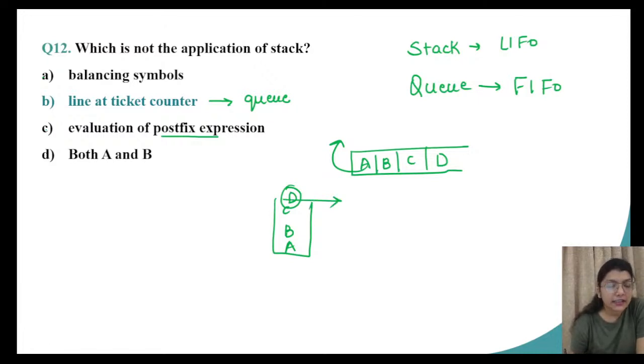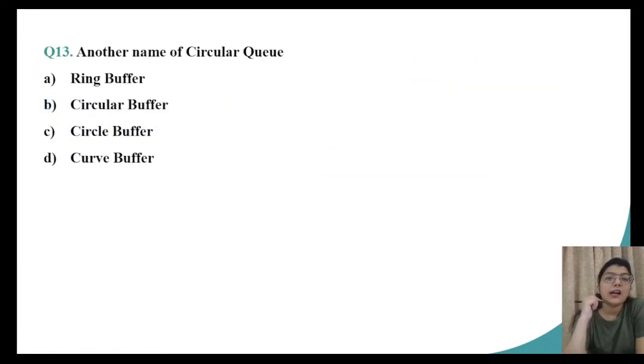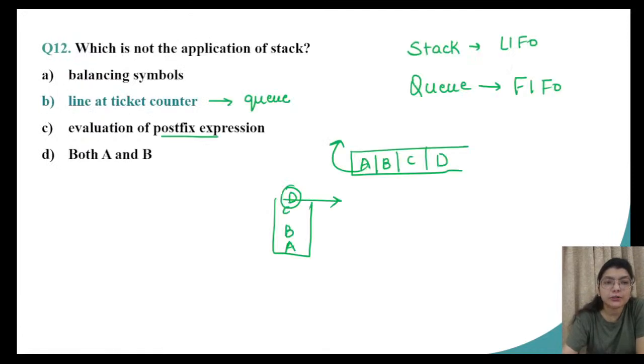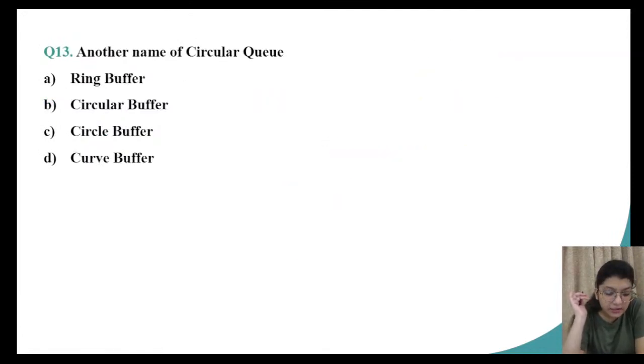So line at ticket counter is an example of Q, whereas the other two are applications of stack. Okay. Now, another name of circular Q. Another name of circular Q is, by what other name do we call circular Q?